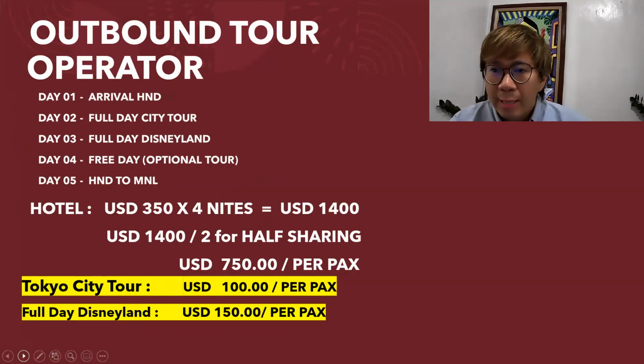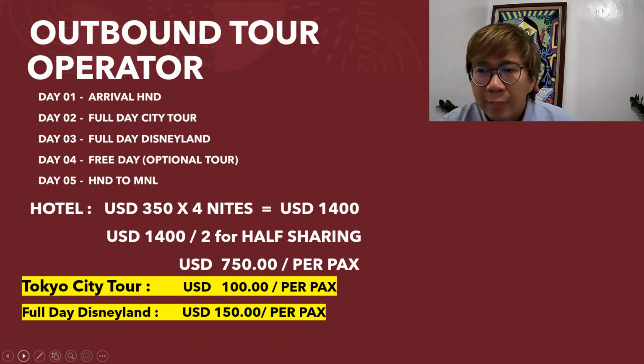Now, having that, I did my costing. Based on the website or the tariff, let's say you compare it with Klook or Viator, ito yung nakuha kong rate. So let's say 350 times 4 nights is equals to 1,400. So that is the room per night, no? So ganun po siya.